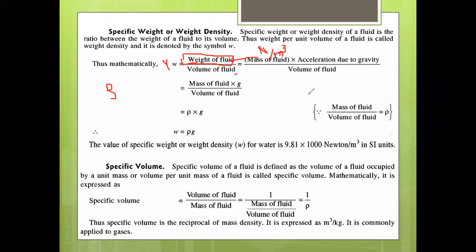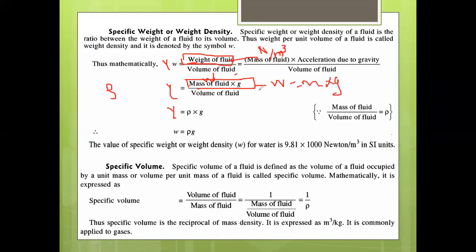We have just seen how to find out the weight density of any fluid. Now if you want to find the relation between mass density and weight density, weight density is weight of the fluid upon volume of the fluid. Weight can be written as mass of the fluid into acceleration due to gravity. On the previous slide, I showed you the relation that weight is nothing but mass into acceleration due to gravity.